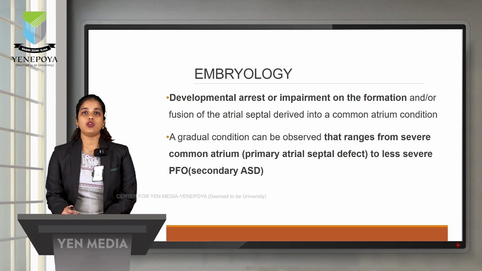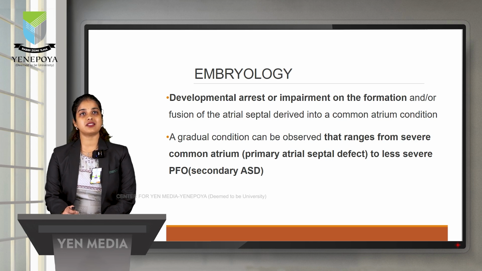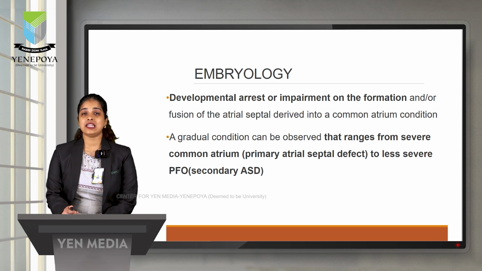Coming to the embryology, common atrium results mainly due to developmental arrest. During the formation of the interatrial septum, we have three steps. The first is the formation of the septum primum, then the septum secundum, and as a last step there will be fusion of the septum primum and septum secundum. This is the normal formation of the interatrial septum. If there is any developmental arrest during the formation of the interatrial septum, it can result in the common atrium.